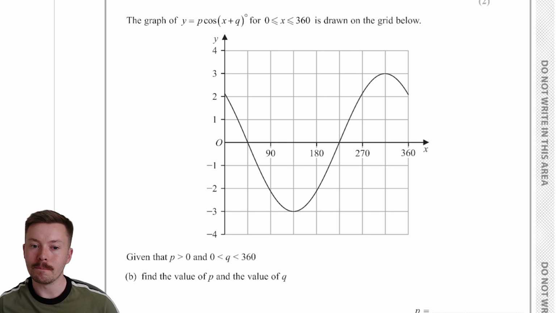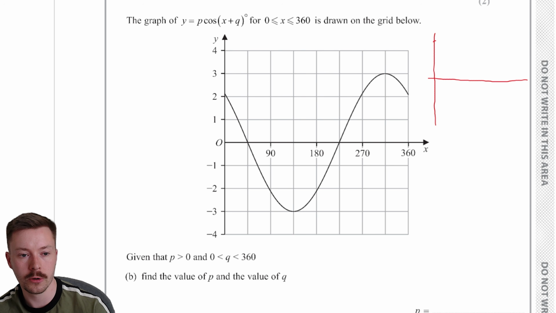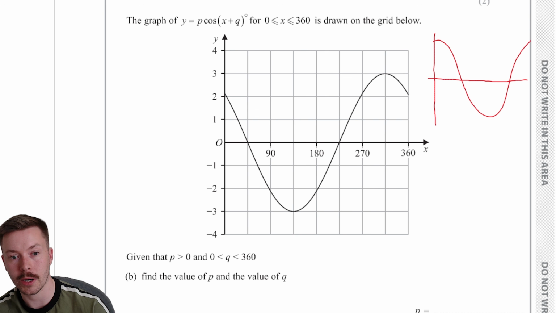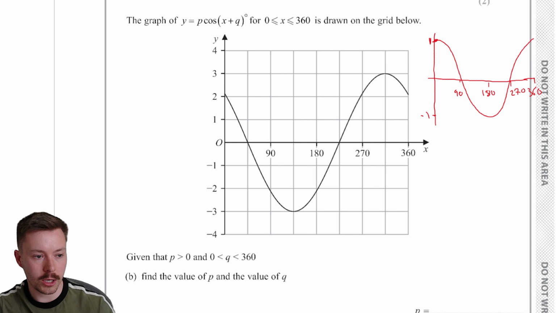So here, this relies on you knowing your cos graph and what that looks like, as well as your transformations. Now, the cos graph normally, I'm just going to do a quick sketch on this right-hand side, starts at 1, goes down, comes back up. Okay, so this endpoint's 360, the bottommost point is at 180, this crosses at 90 and crosses over here at 270, goes down to -1 and up to a height of 1.